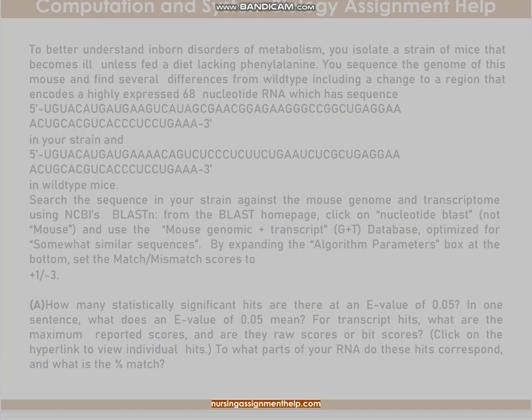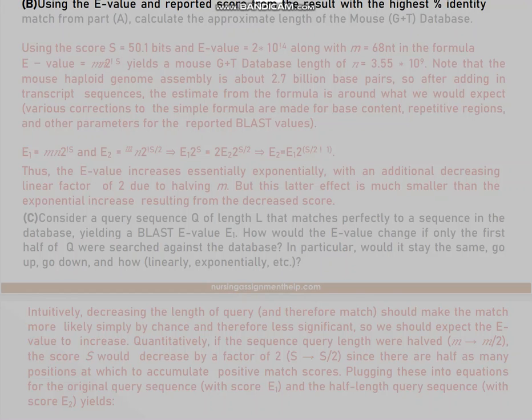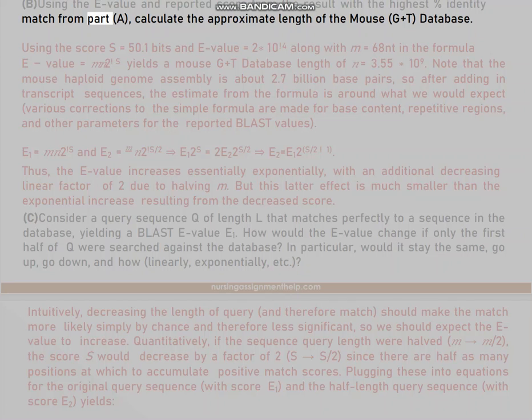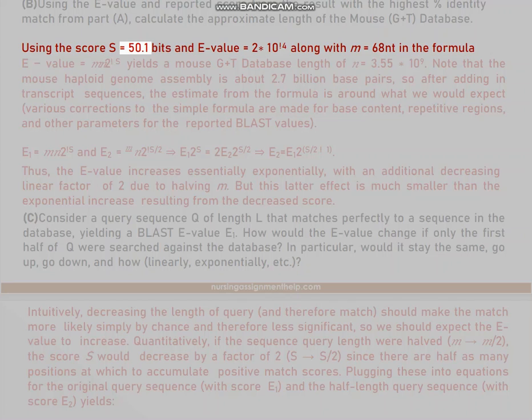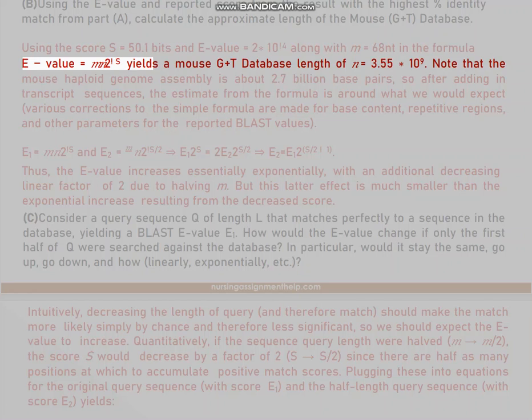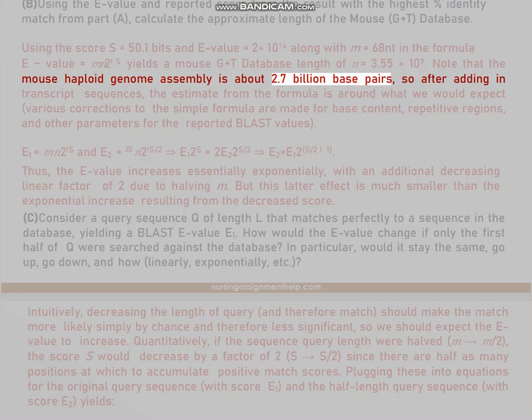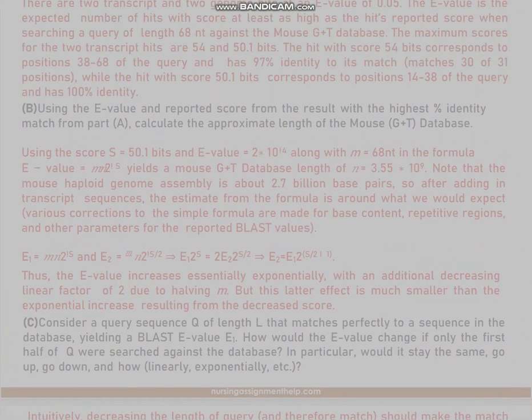B. Using the e-value and reported score from the result with the highest percent identity match from part A, calculate the approximate length of the mouse G+T database. Using the score S equals 50.1 bits and the e-value, along with M equals 68 and T in the formula E-value equals M times T times 2 to the minus S, yields a mouse G+T database length of about 3.55 times 10^9. Note that the mouse haploid genome assembly is about 2.7 billion base pairs, so after adding in transcripts, there are 2 transcript and 2 genome hits at an e-value of 0.05.